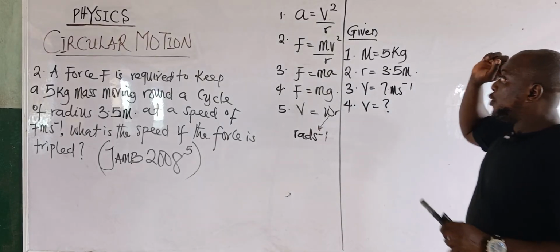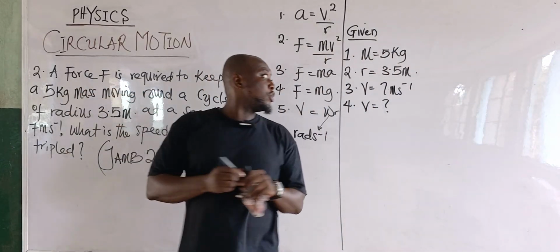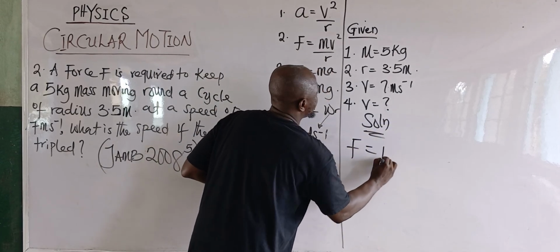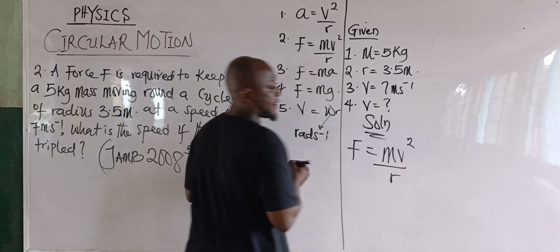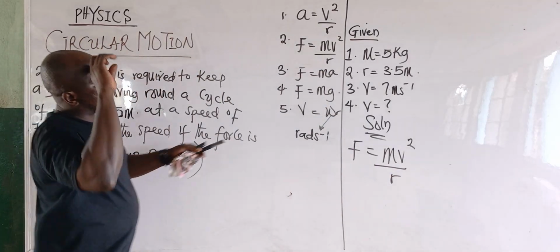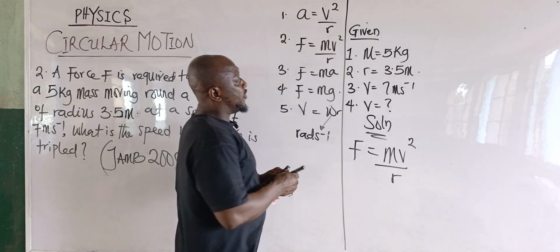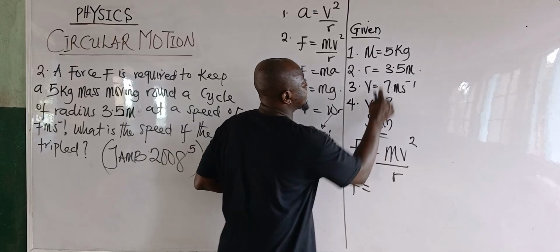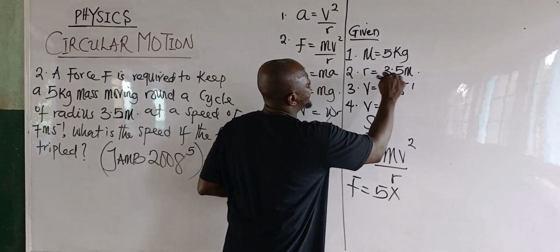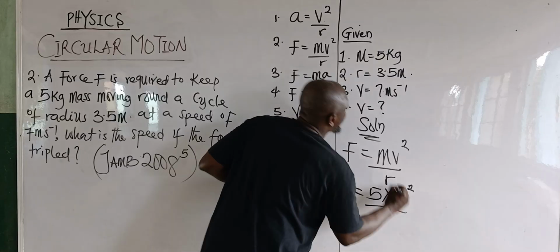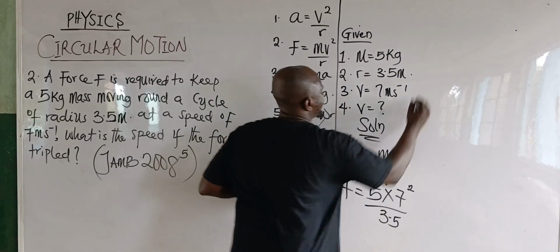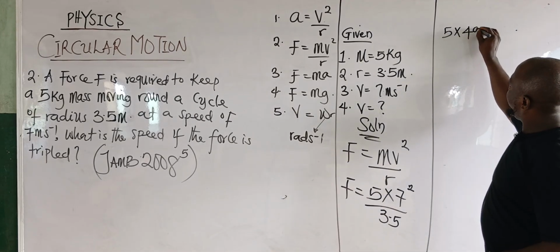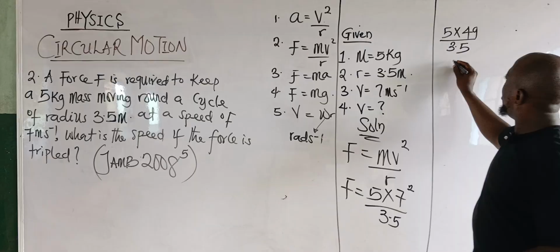So what do we do? Because they said it is a force, we are going to apply this formula, where F becomes mv squared over r. Observe that we have the necessary things to solve. So for case 1, we are looking for force first. My mass is 5, my velocity is 7 squared, all over 3.5. Next, I have 5 times 7 squared, which is 49, all over 3.5.